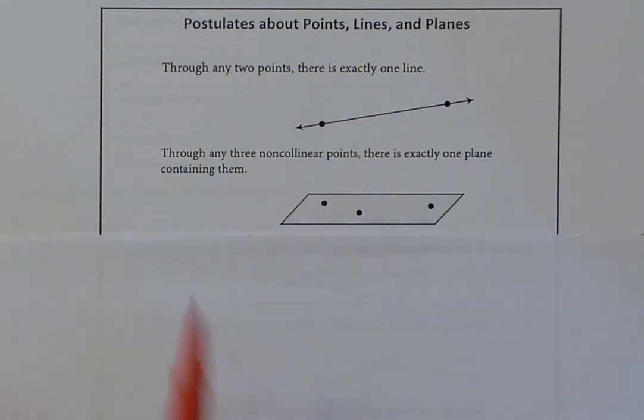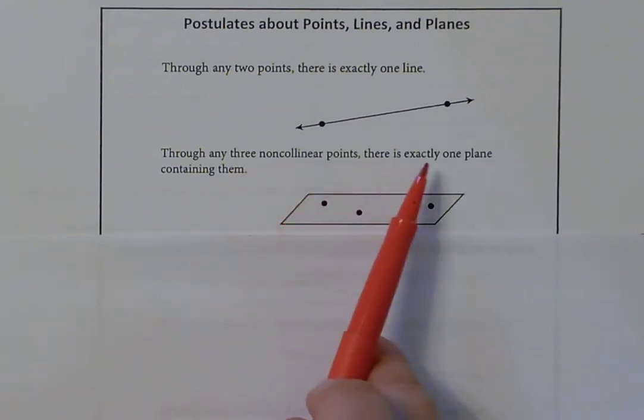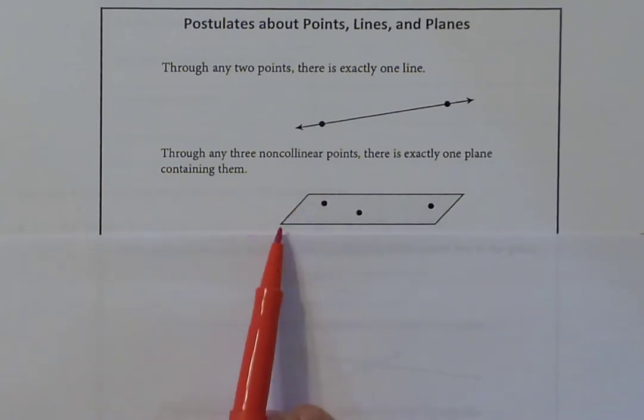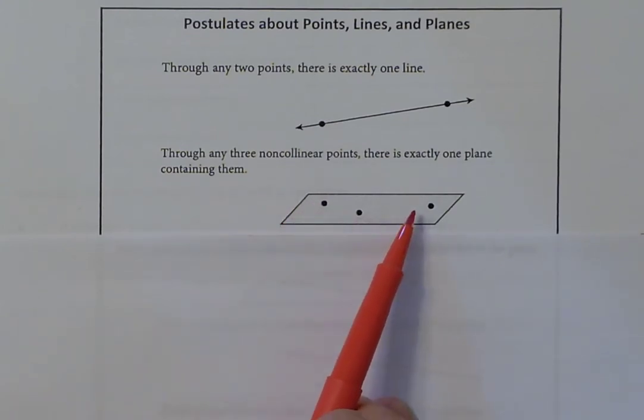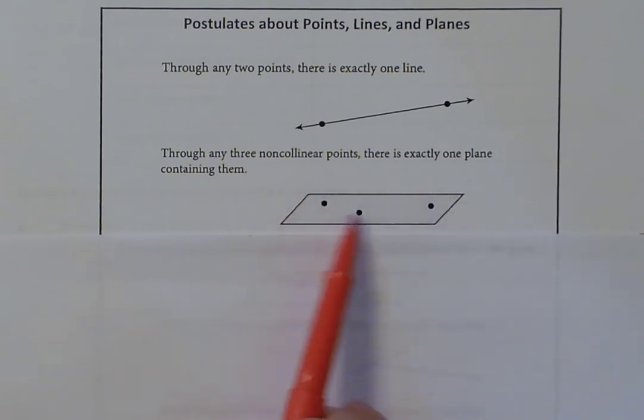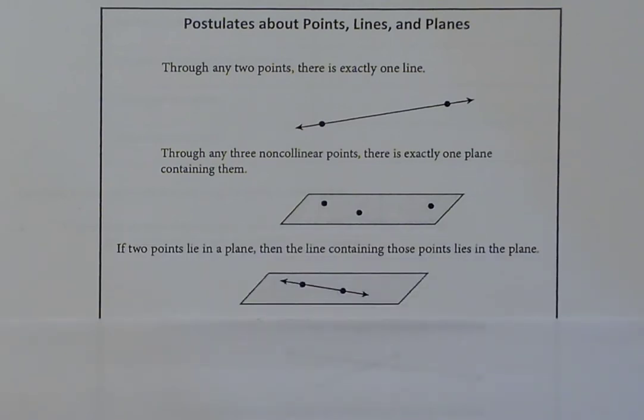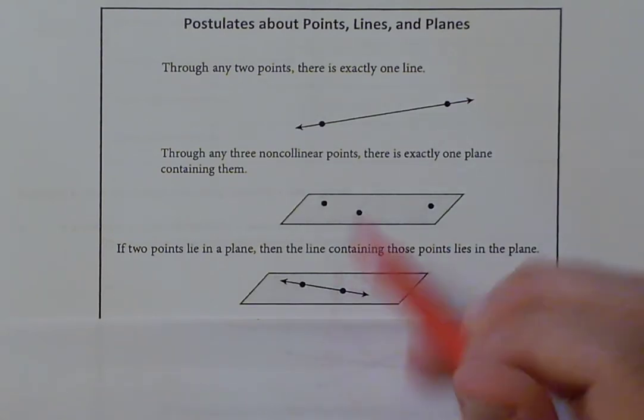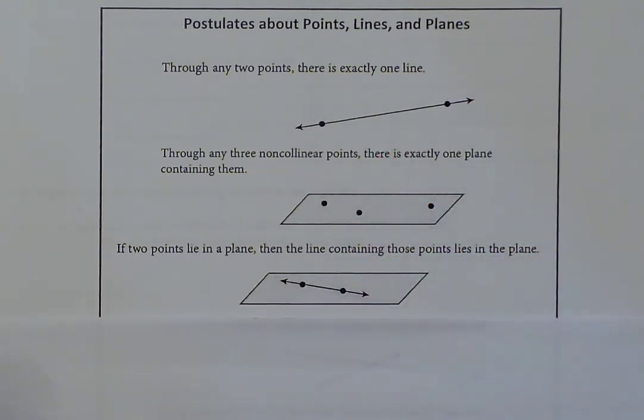All right, next, through any 3 non-collinear points, there's exactly one plane containing them, meaning if these points are not on the same line, there's exactly one plane that can contain them, like this. All right, next one. If 2 points lie in a plane, then the line containing those points lies in the plane. So if there's 2 points in a plane, then the line that goes through those points is also in the plane, meaning that it's not going to shoot up out of the plane because it only runs through those 2 points, so it has to be in that plane.